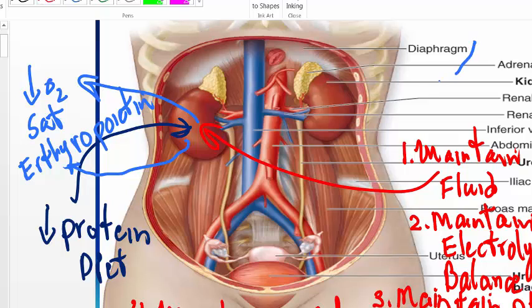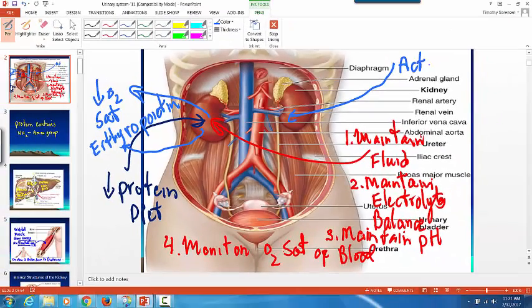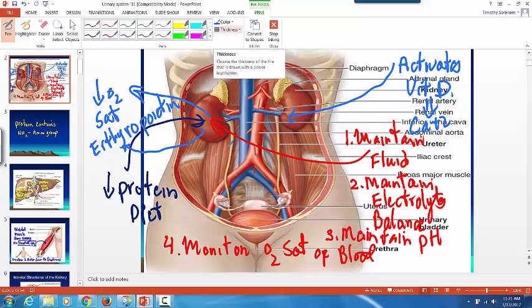The other thing that the kidney does is it activates vitamin D. And vitamin D is needed to absorb calcium from the gut. And then finally, and we kind of talked about this, one of its major functions is to maintain long-term blood pressure.